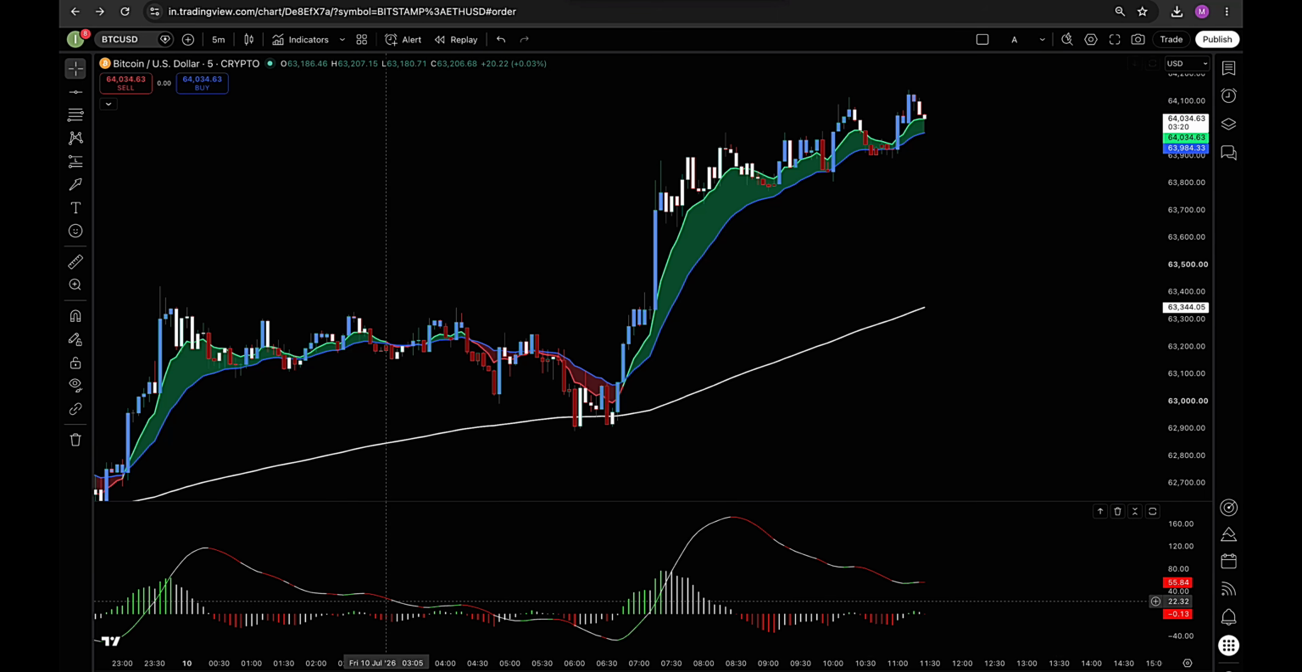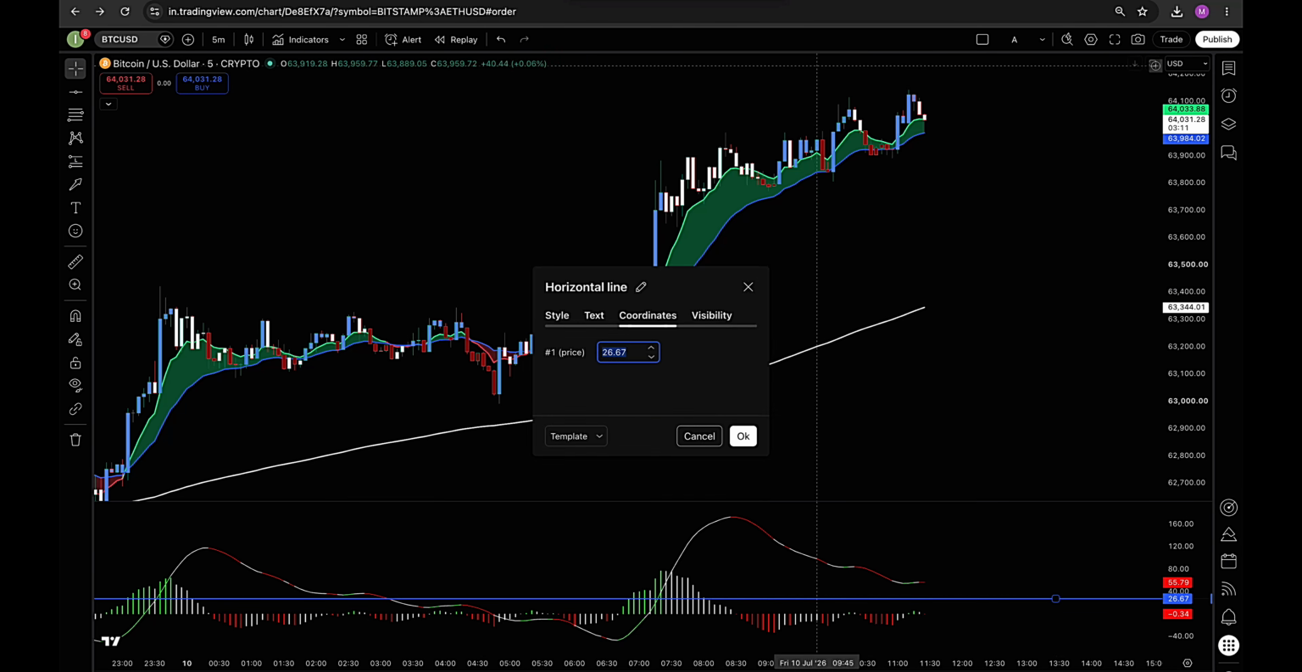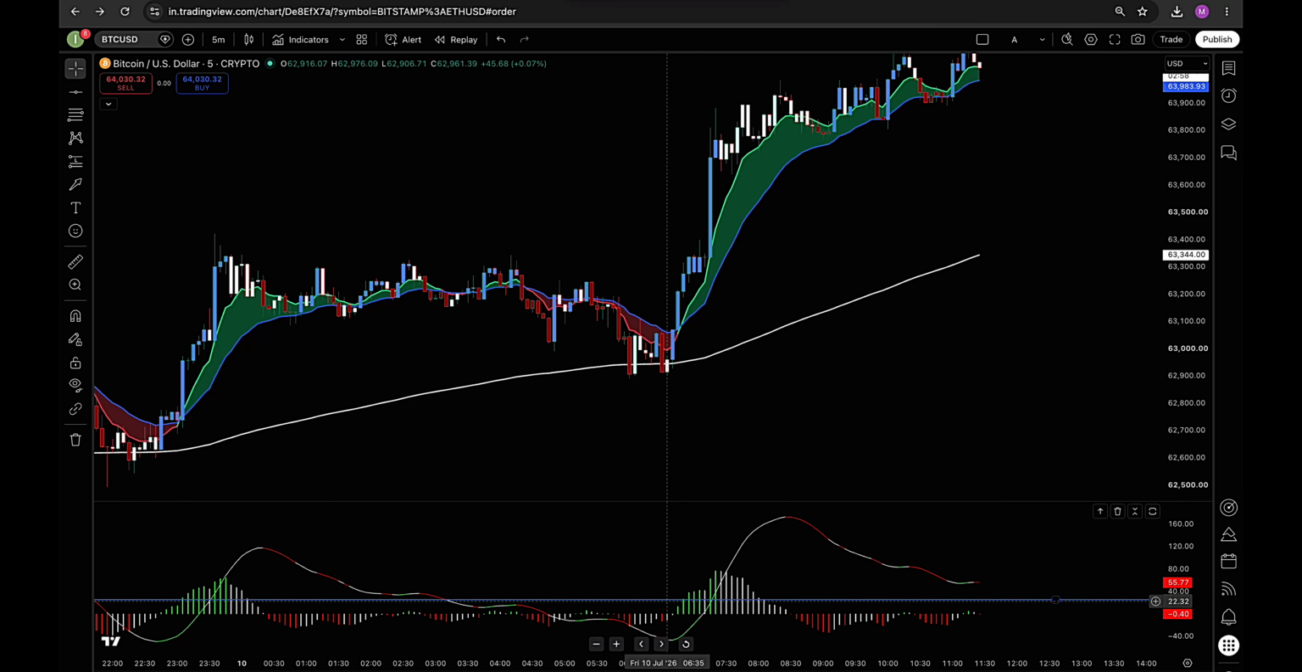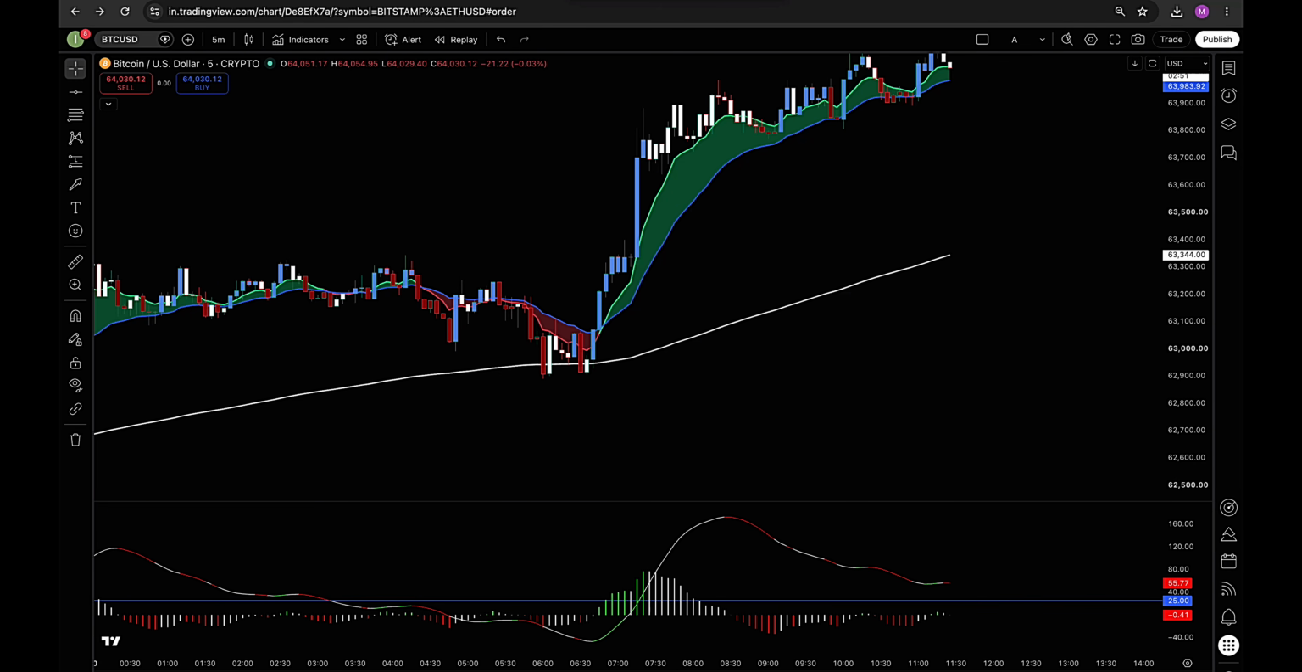After that, we come to the second rule. Our second rule is that in this indicator, we'll draw a horizontal line here. Where will we draw it? We'll draw it here, near 25. We'll use a length of 25. We've drawn it here at 25. Now, whenever the histogram closes above 25, only then will we go for the buying side. This is our second rule.